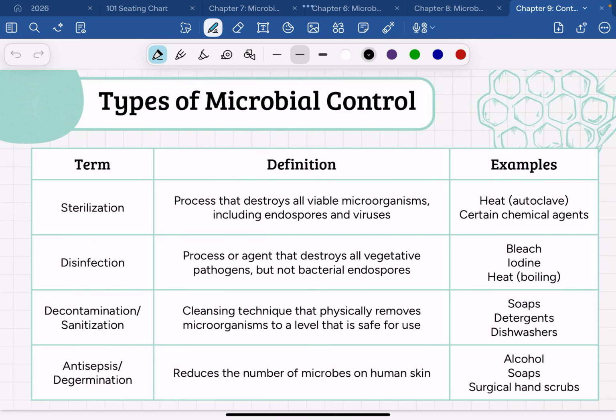Okay, so these are our basic types. There are 4 basic types of antimicrobial control, and we are going to talk about these more specifically in the rest of this chapter, but we do have to do a little bit of vocabulary, which I know isn't the funnest, but we do have to talk about these specific things. Now, these words in general, you've probably heard of at least a couple of them, if not sterilization and disinfection, maybe some of the others.